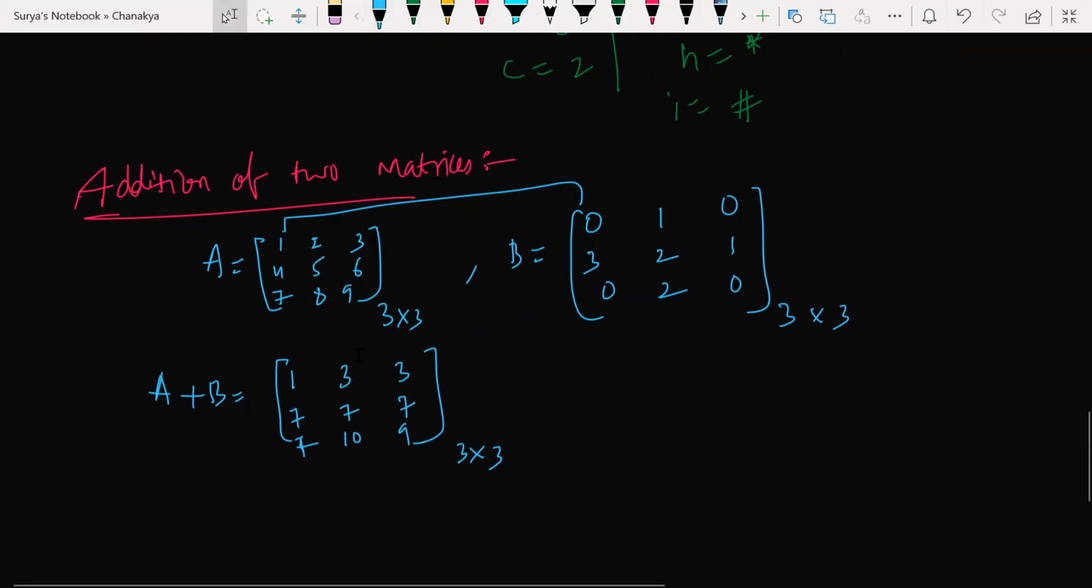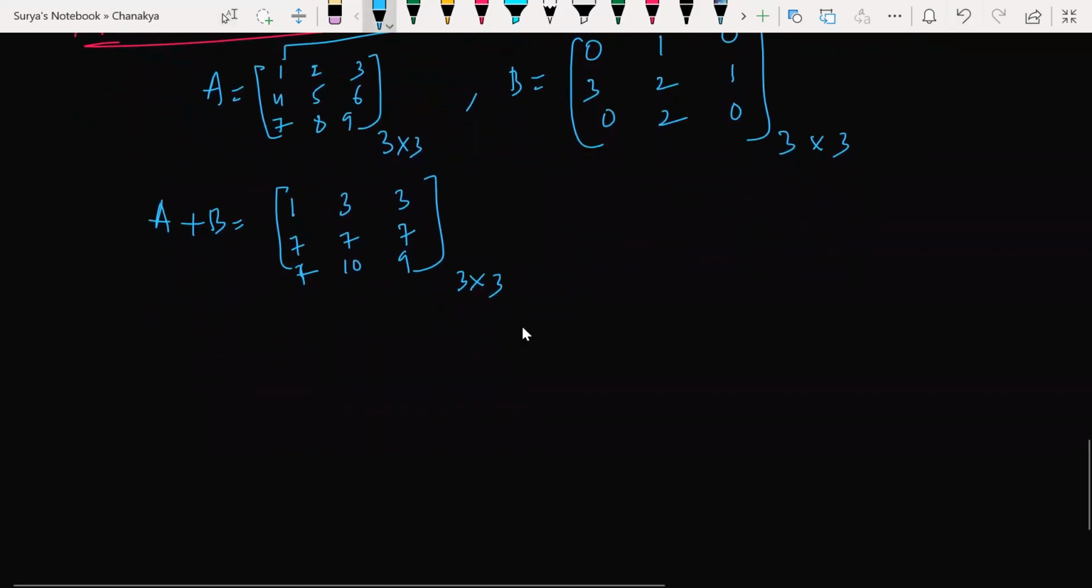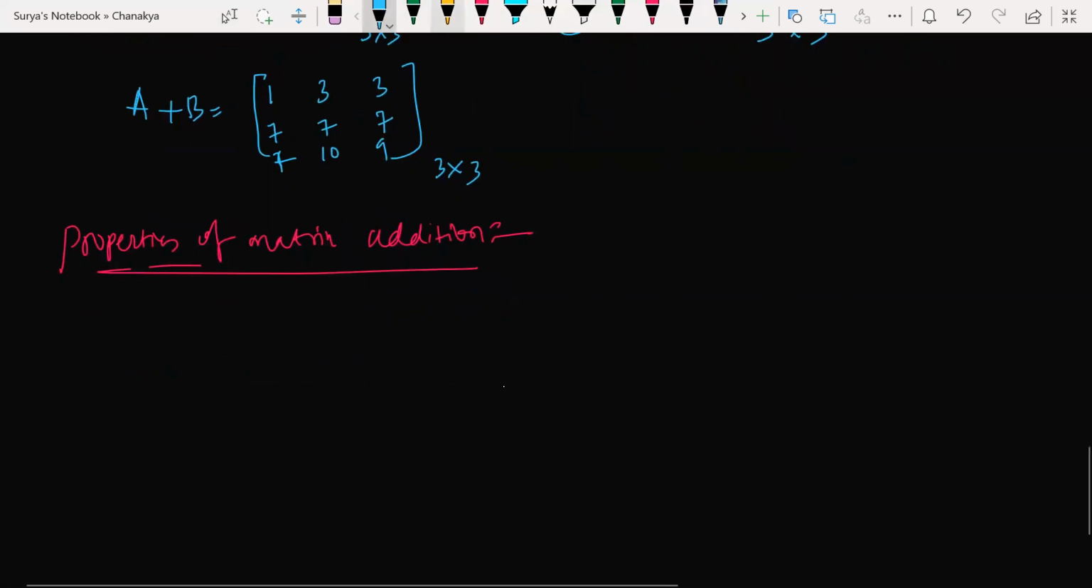Next, you have the properties of matrix addition. It's a very simple chapter. We can finish it within 2-3 classes. Okay. The first property is the commutative law.